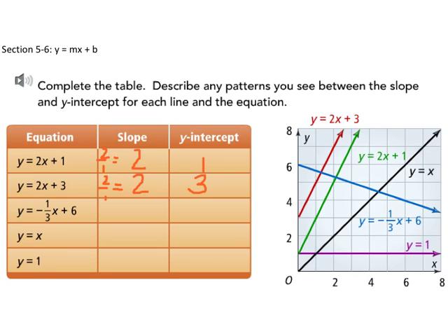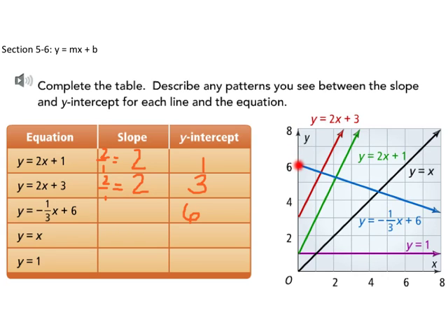All right, the next line I'm going to look at is the blue line right here. And it has the equation y equals negative 1/3 x plus 6. So I'm going to look at the y-intercept where it crosses the y-axis. That occurs at 6. Let's put that in our table. The y-intercept is 6.